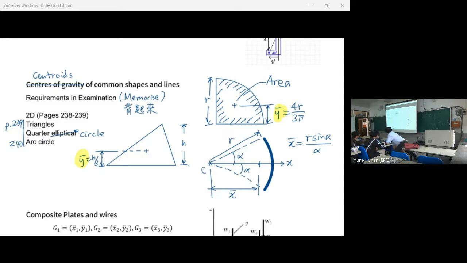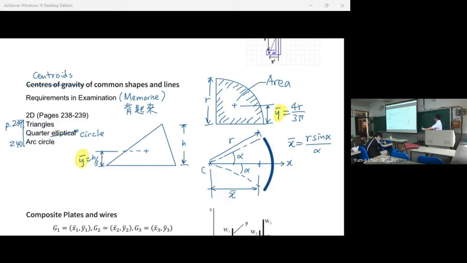Your friend has asked whether this is our alpha. This is alpha, and I will show on Thursday or next Tuesday why it is alpha. And this x bar is the centroid of this line. Suppose we have, and I will explain in a minute.